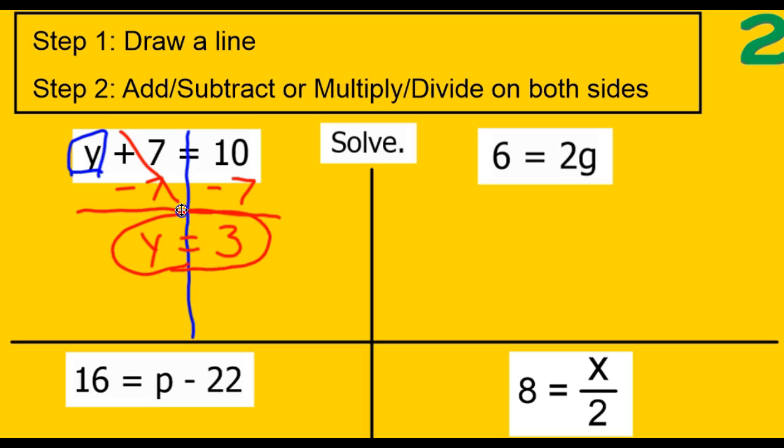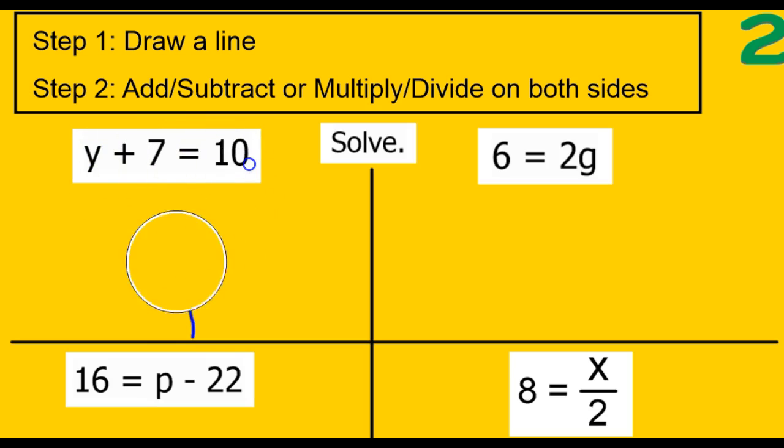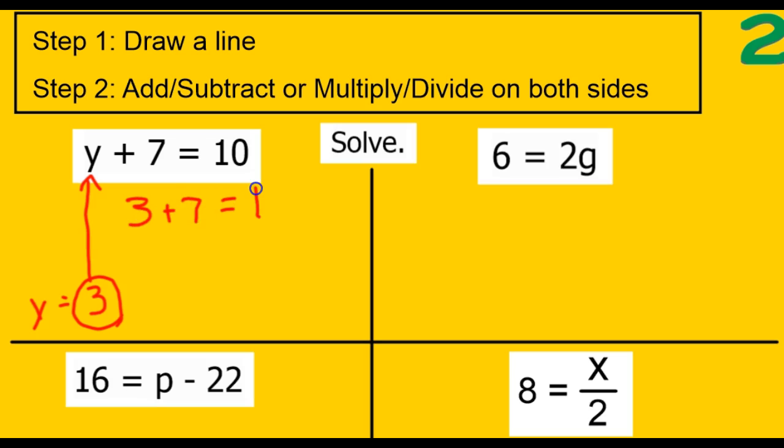Now I could check this if I wanted to. How I check that is I take my y equals 3. I can take this 3 and put it right back in for my y, so I can replace y with it. If I do 3 plus 7, 3 plus 7 equals 10. Exactly what it says up here. So 3 plus 7 does equal 10. I know that my answer is correct.